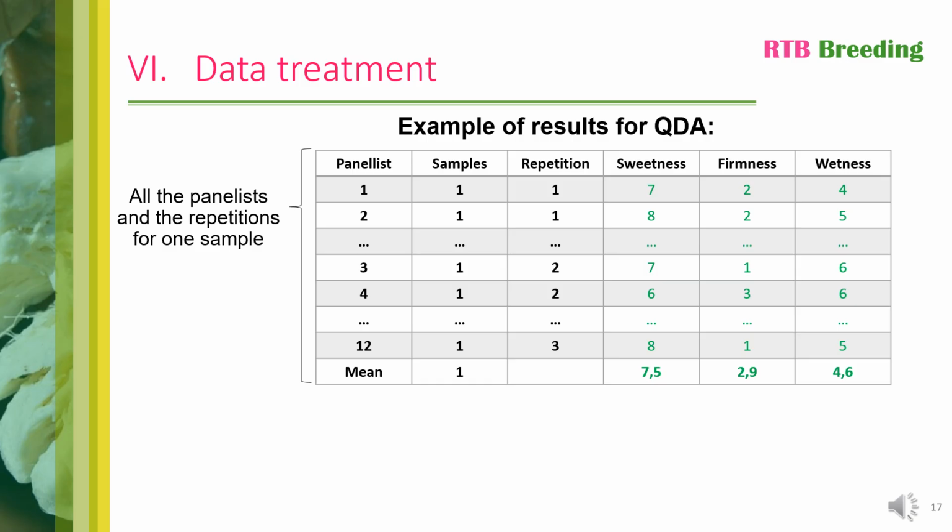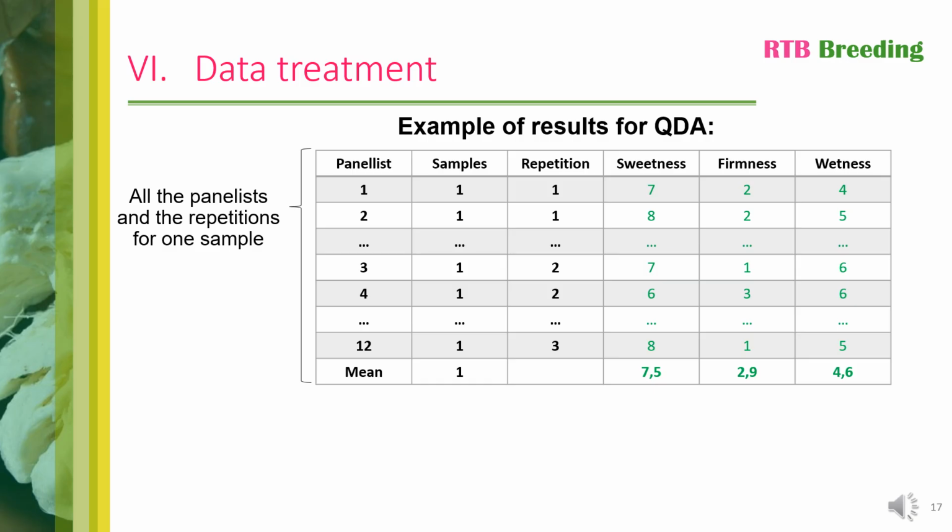After performing a QDA, you first need to enter your results into this type of table. The first column of the table indicates all the panelists from 1 to 12, for example. The second column is the sample they tasted, the third the repetition of the sample, and the following columns are the perceived intensity of each descriptor.